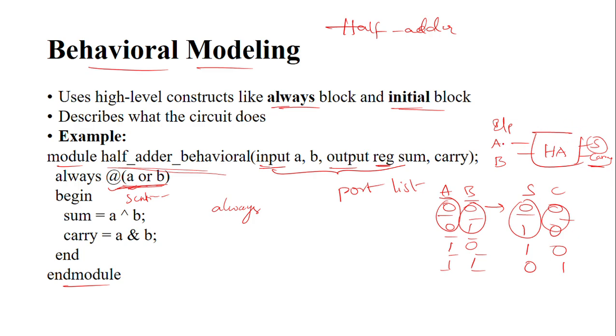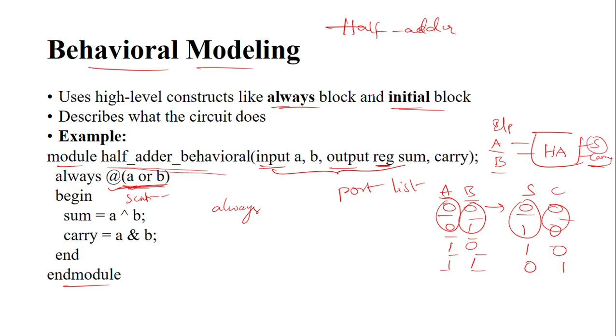So we give inputs A and B, so we can get output sum and carry. For different values of inputs we get sum and carry. Until there is a change in input, there is no change in the output. So whenever the input changes, I can write these inputs here.